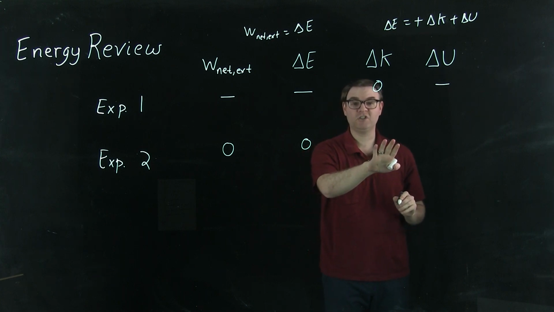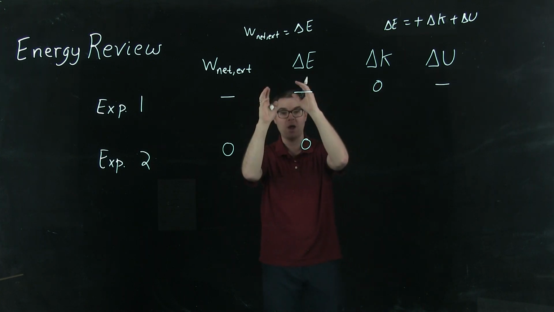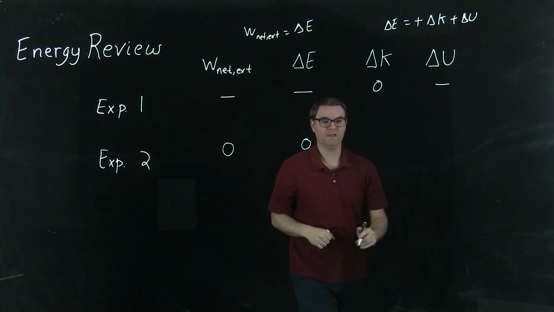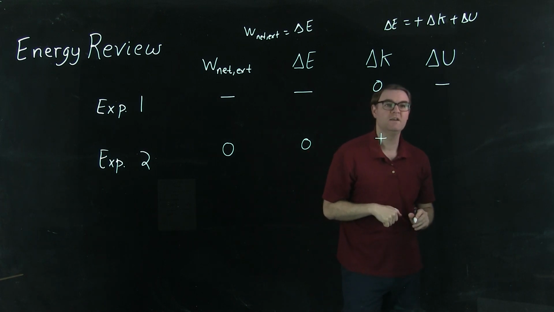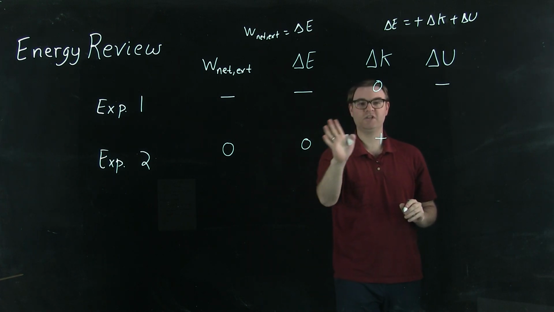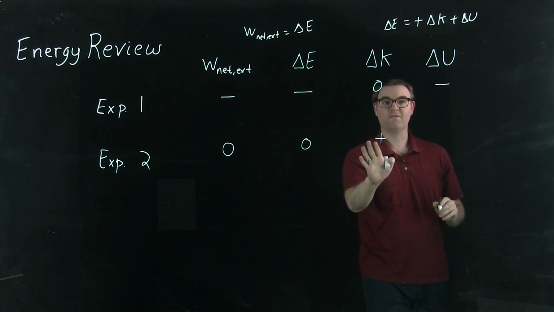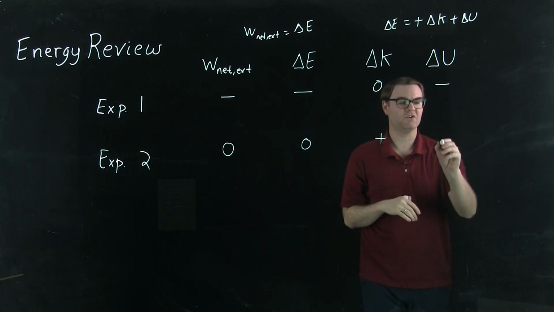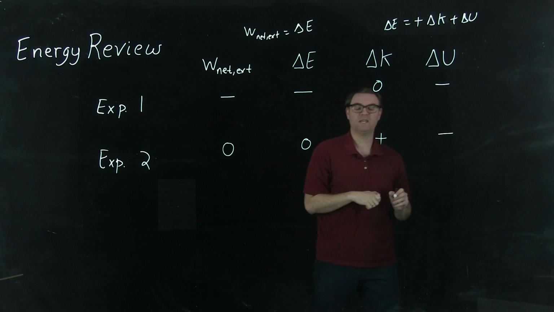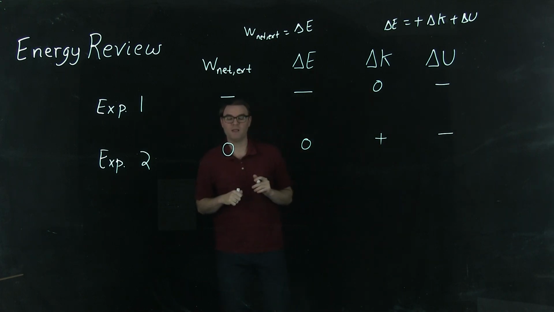I do now have a change in kinetic energy because the apple went from not moving to moving. So I have a positive change in kinetic energy. And then again, because the total energy is the sum of kinetic and potential, if I have a positive change in kinetic energy, I need a negative change in the potential energy so that those two things will add up to zero.